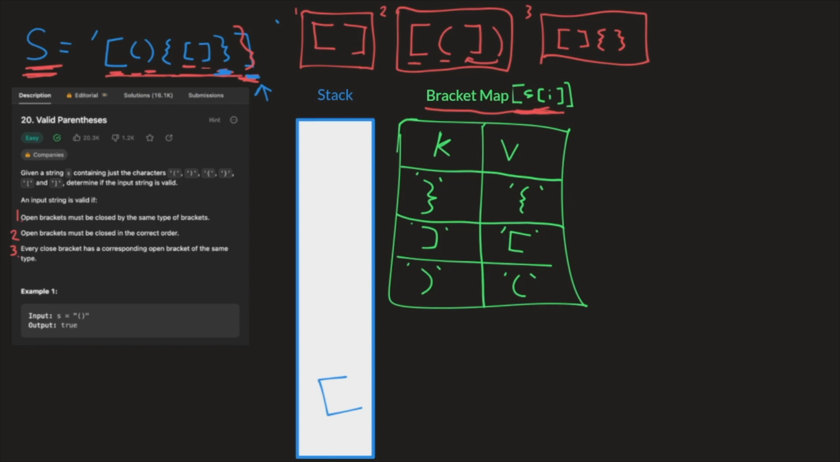And just to reiterate, the reason we're returning false here is because it breaks rule number two, where open brackets must be closed in the correct order. The whole purpose of our stack is to keep that order of the brackets. So the element at the top of our stack is always going to be the type that should be closed.